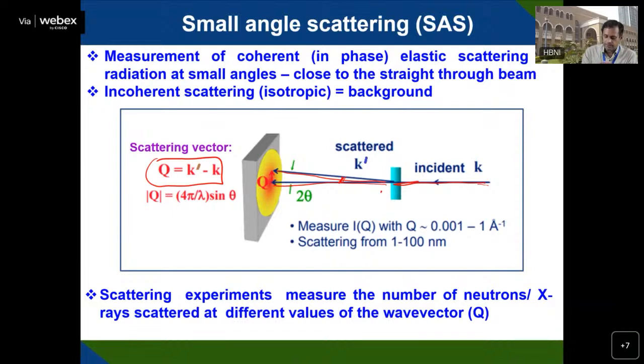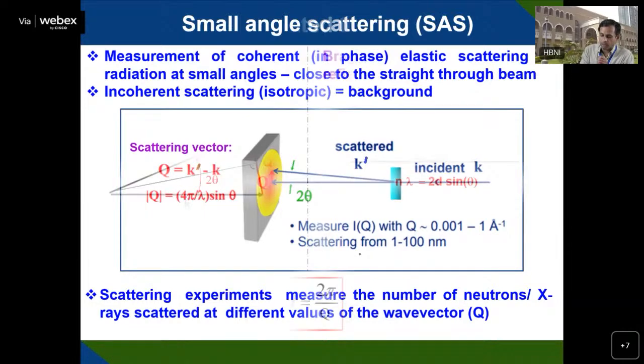A scattering experiment measures the number of neutrons or X-rays scattered at different values of the wave vector. By varying the angle theta, you get different wave vectors Q. So we are mainly measuring the number of neutrons scattered at different Q values. Q here ranges from 0.0012 to 1 angstrom inverse, and it probes scattering from particles of 1 to 100 nanometers.